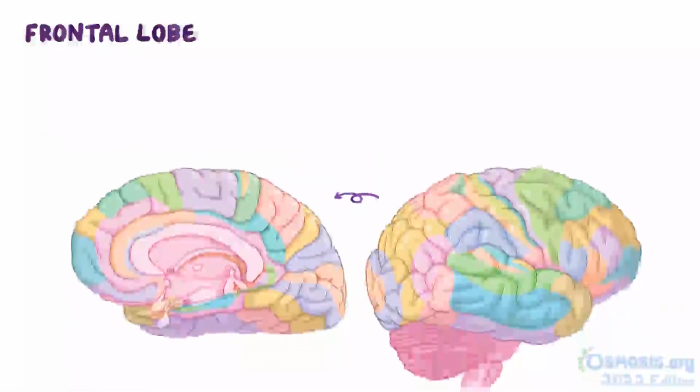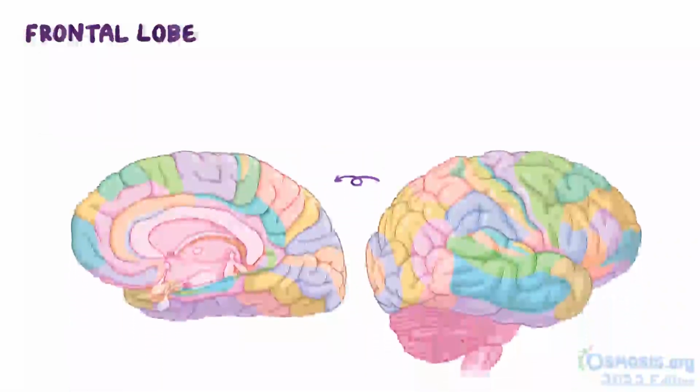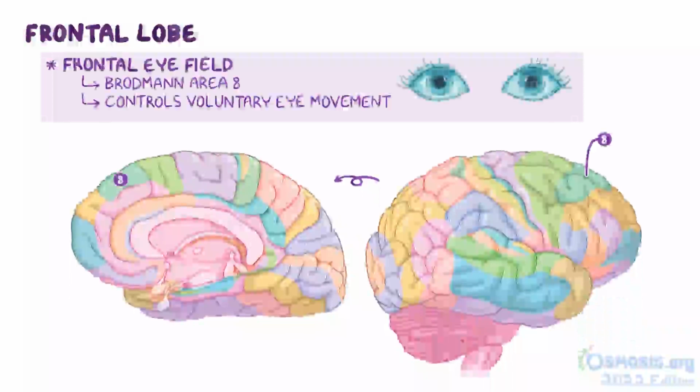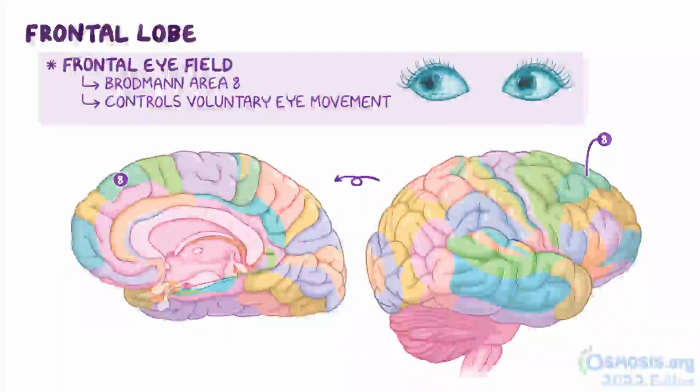Rostral to the premotor cortex and extending into the middle frontal gyrus is the frontal eye field, or Brodmann's area 8, which controls voluntary eye movement and allows us to move our eyes together in the same direction at the same time, known as conjugate gaze.